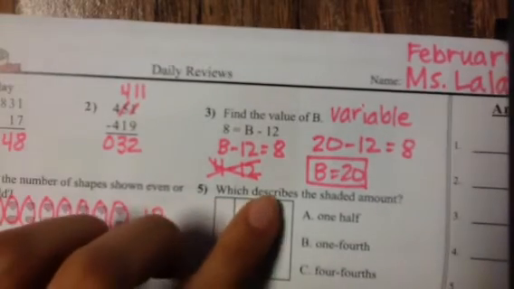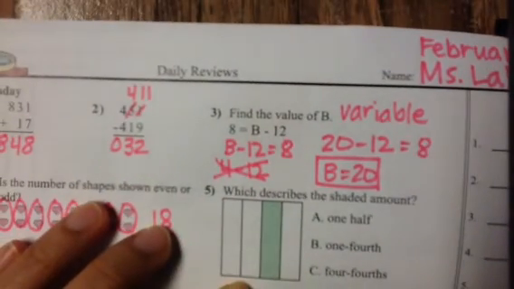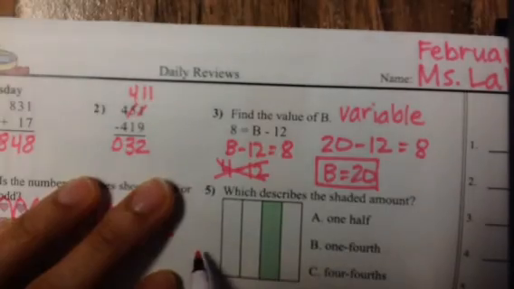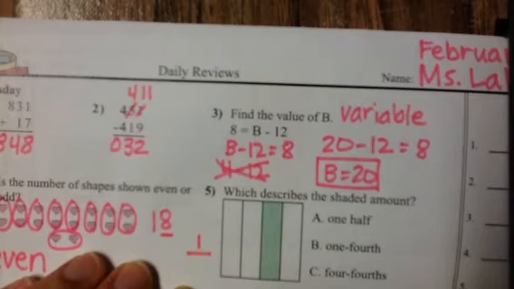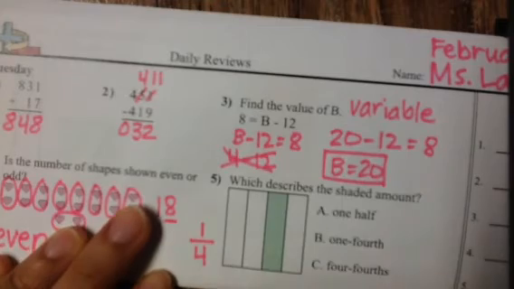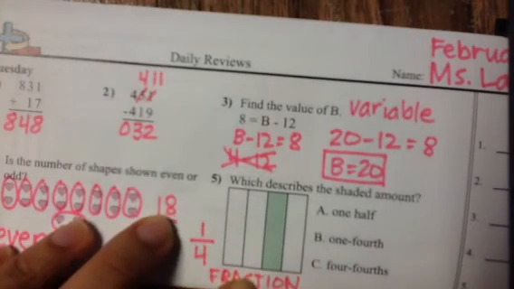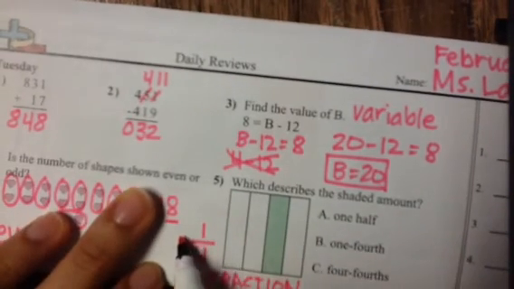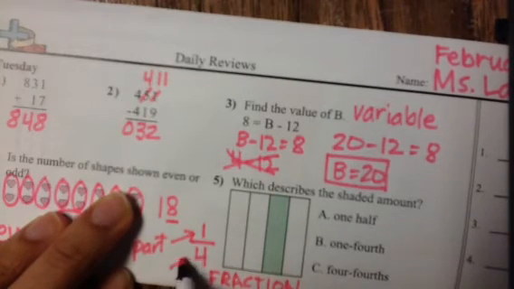Okay, let's see. Which describes the shaded amount? How many parts do you see shaded? There's 1 part shaded. And how many parts do you see in all? 4 parts. What kind of number is that? That is a fraction. So when we write fractions, the top number tells you the what? That's the part, how many parts are shaded, and the bottom number is the whole, how many is in the whole thing.